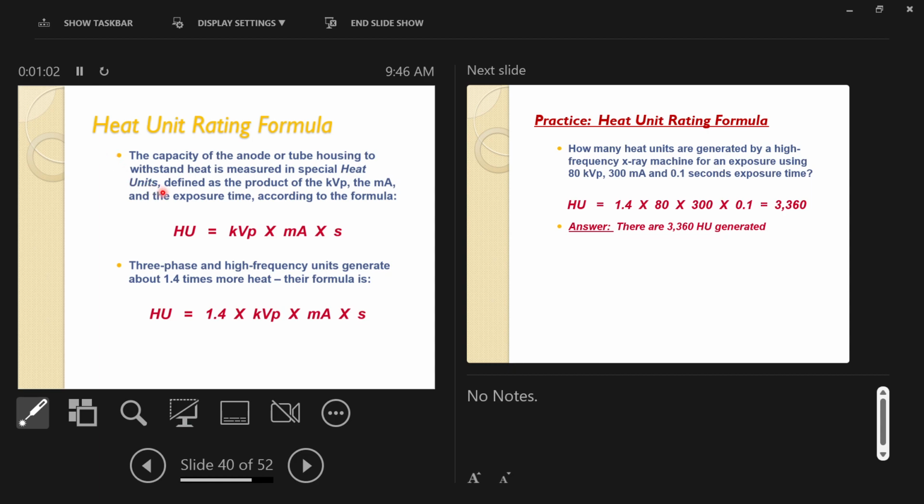One heat unit is defined as the product of the kilovoltage setting, the milliamperage setting, and the time setting. It's all multiplied together: kVp times mA times the time setting. We'll give an example in a moment. This is for your standard single-phase X-ray machines, so single-phase AC rectified current.